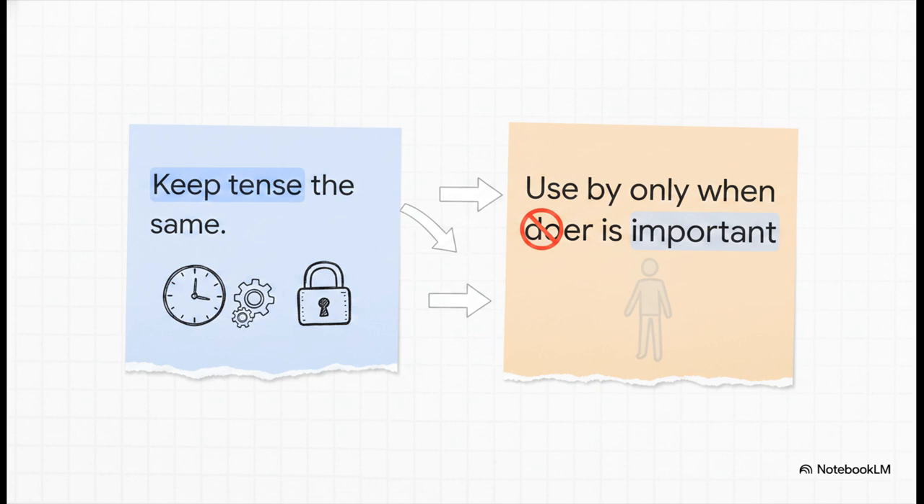Second, you can actually drop the by phrase entirely if the doer isn't necessary or known. If the focus is 100% on the action being completed, sometimes that by phrase just gets in the way.